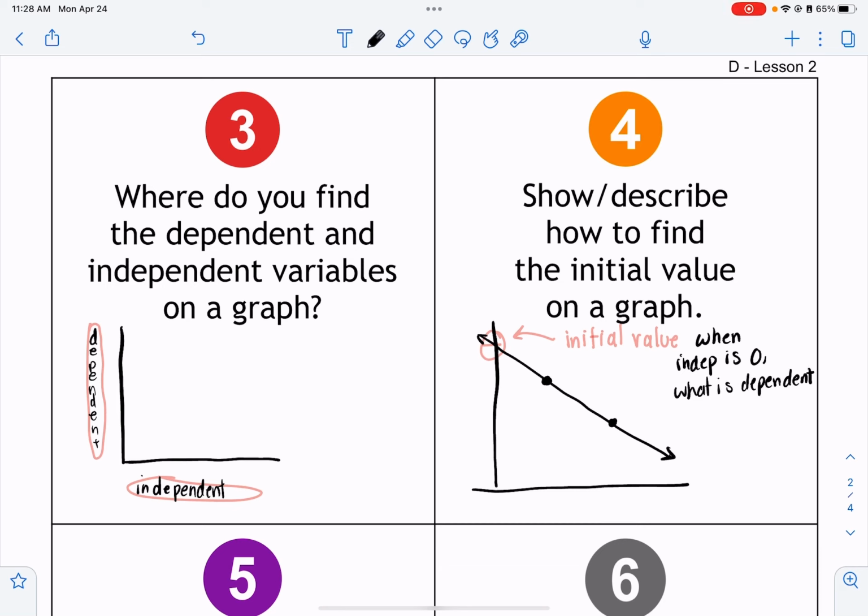Note that as you move into trickier questions, your line might look like this, and you might have to work backwards using the pattern to find out what it is when x equals 0, or when the independent variable is 0.